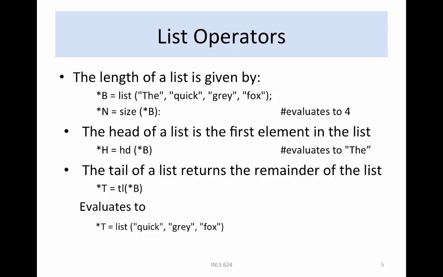*B = list("the", "quick", "gray", "fox"). *N = size(*B) evaluates to 4. *H = head(*B) evaluates to the. *T = tail(*B) evaluates to the list quick gray fox.